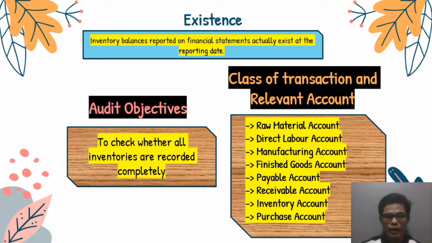And the class of transaction and relevant account that is required is raw material account, direct labor account, manufacturing account, finished goods account, payable account, receivable account, inventory account, and the last one is purchase account.